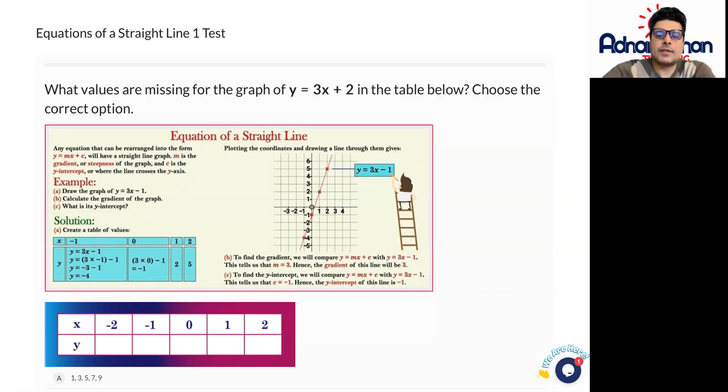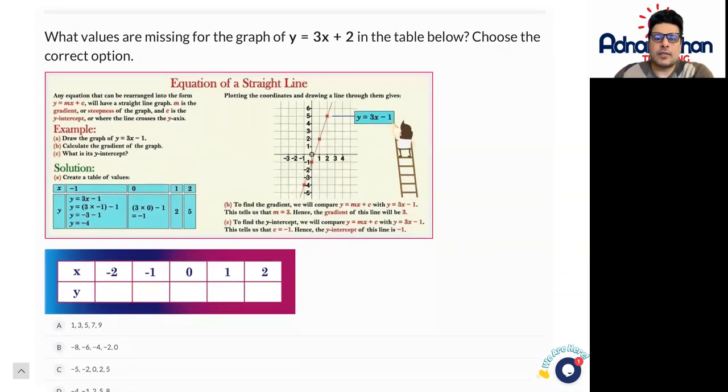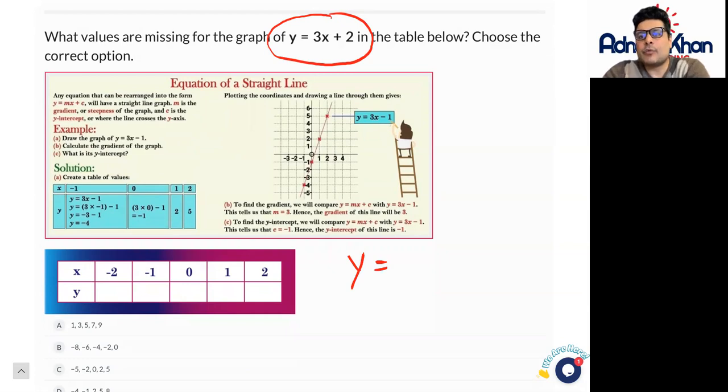Now what we need to do is complete the table that we can see below using the formula in the question that has been provided for us. So this is the formula: y equals 3x plus 2. Now 3x means 3 multiplied by x, so 3 multiplied by x, plus 2.